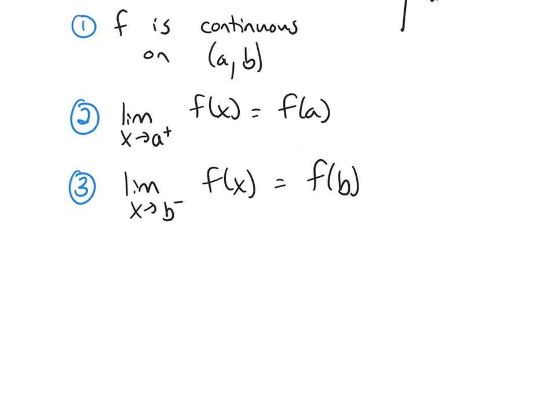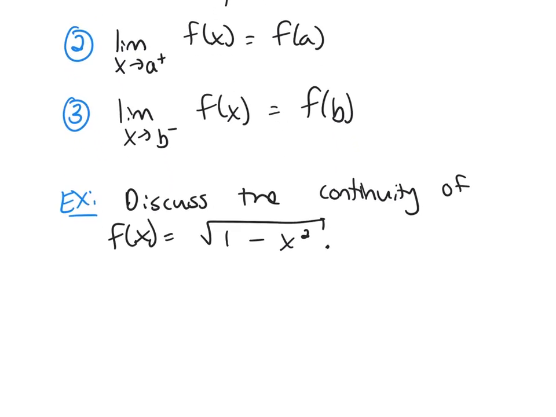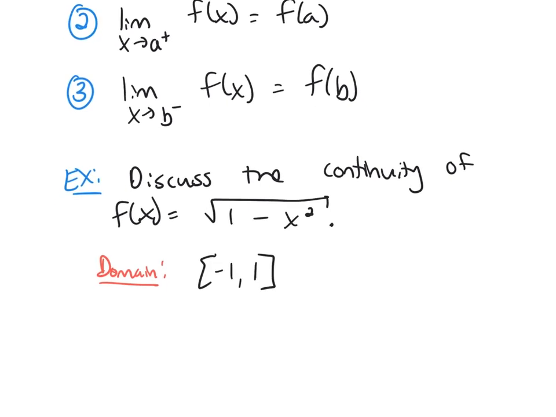So let's look at an example here. Let's discuss the continuity of the function square root of 1 minus x squared. So I'm going to start by focusing my attention on the domain. What is the domain of this function? Well, I can only plug in numbers between -1 and 1, including those two values, because otherwise I'll be taking a square root of a negative number.